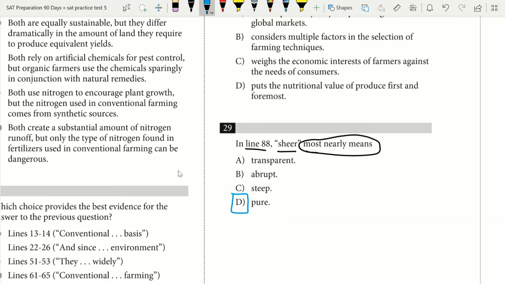Let's go ahead and run through this. Let's say that we didn't come up with pure. Let's say we came up with solely, right? We wanted to describe it as being only calories. Well, let's look at why A through C would be wrong then.